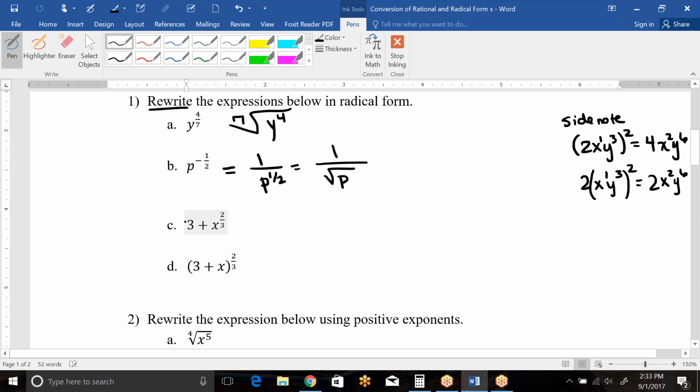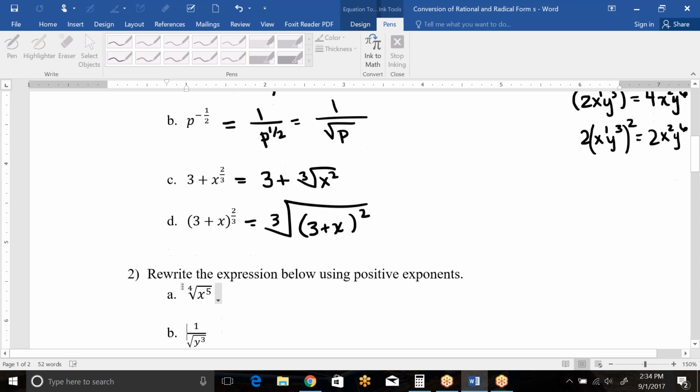So in this first one, there's no parentheses, so this only applies to the x. So this would be 3 plus the cubed root of x squared. Whereas this is now all in parentheses, so this is the cubed root of everything we had, so you don't want to drop the parentheses: 3 plus x, and then squared. So they're very different problems.